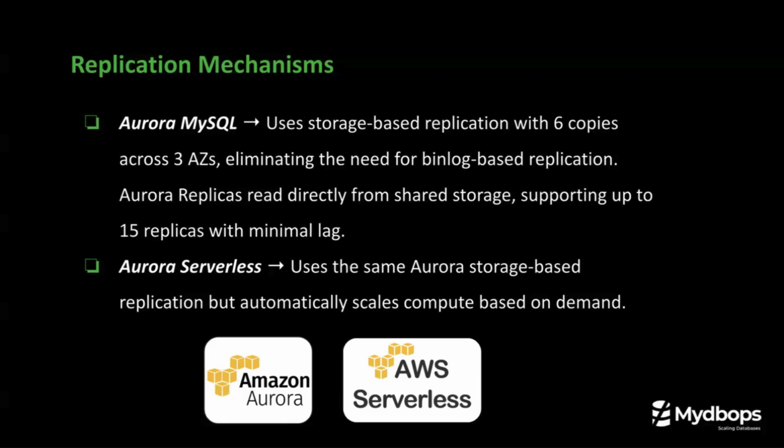So RDS MySQL is using binlog-based async replication for read scaling and physical replication for failover, while Aurora leverages storage-based replication for both availability and scaling. Comparing these replication mechanisms among the database managed services, Aurora is far more efficient with minimal lag. And choosing the right replication strategy depends on your use case, whether it's read scalability, high availability, or automatic scaling.